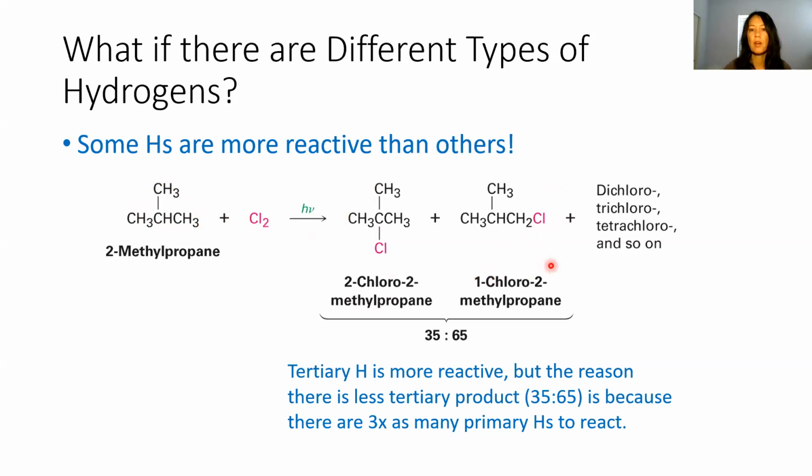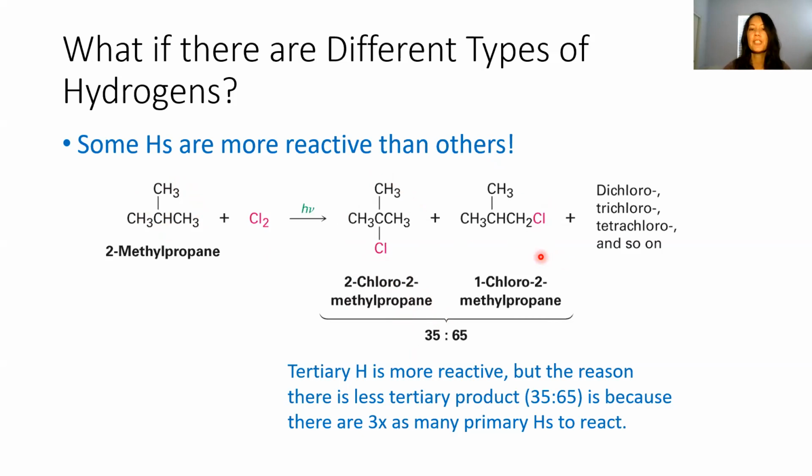If you focus on these guys, what we see is that it's not 50-50, and it shouldn't be, right? Number 1, there are different types of hydrogens, and also there's only 1 of these tertiary guys versus 9 of the primary guys. So what we actually see is 35 of this tertiary chloride versus 65 of the primary product. So what this actually tells us is just by looking at the product distribution, we can learn so much about radical reactions and the stability of radicals.